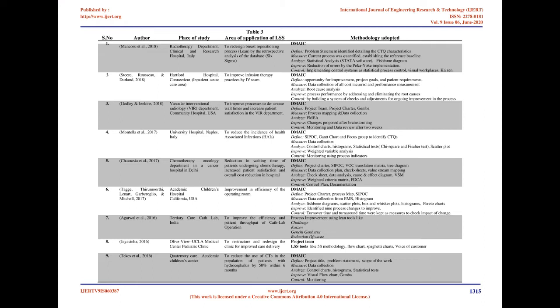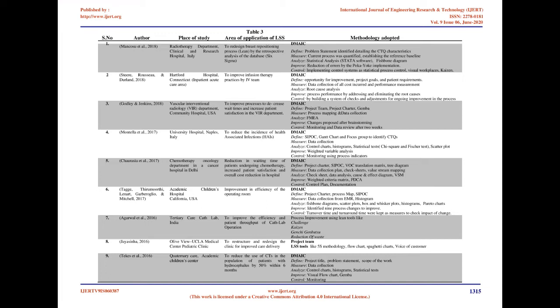DMAIC. Define: problem statement identified detailing the CTQ characteristics. Measure: current process was quantified, establishing the reference baseline. Analyze: statistical analysis, statistical software, fishbone diagram. Improve: reduction of errors by the poka-yoke implementation. Control: implementing control systems such as statistical process control, visual workplaces, Kaizen.